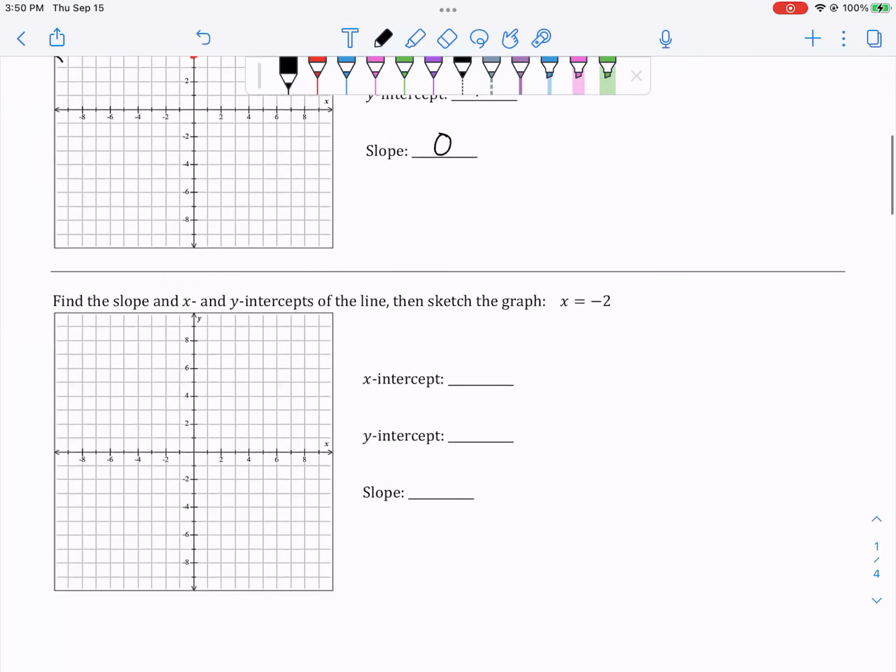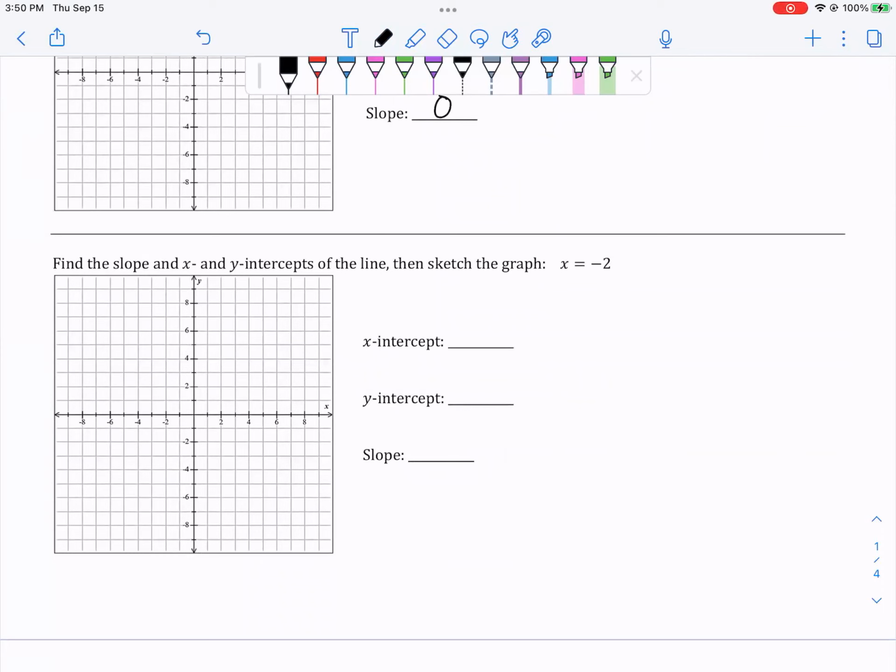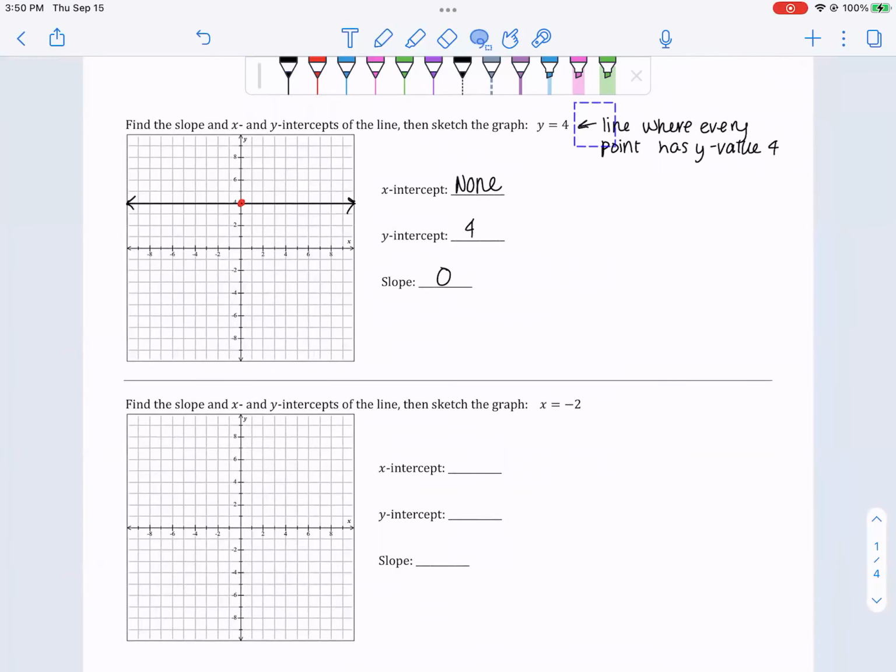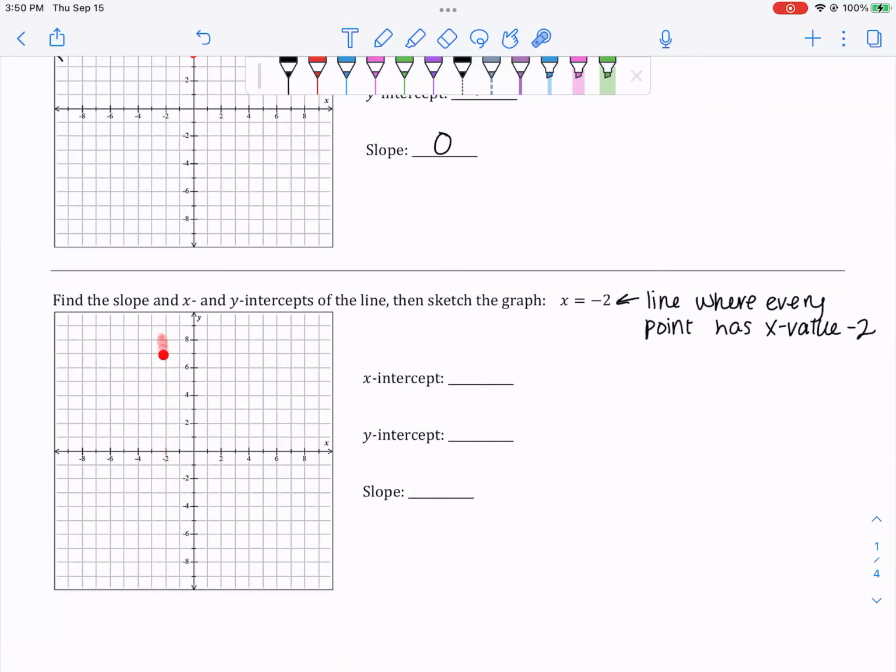Looking at this one down here, we have x equals -2. So this is going to be the line. I'm going to copy paste. I am lazy. Duplicate. This is the line where every point has x value -2. So here's -2 on the x-axis, and we want every point to have that x value. So this is the line x equals -2.